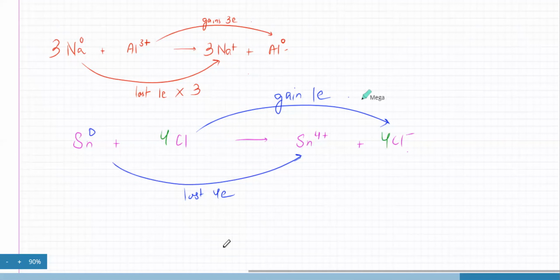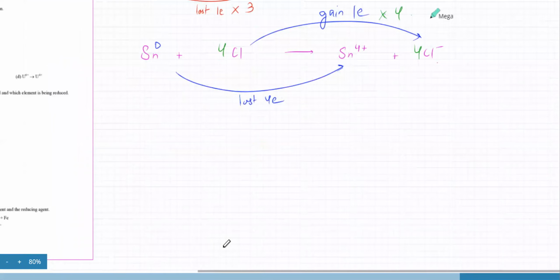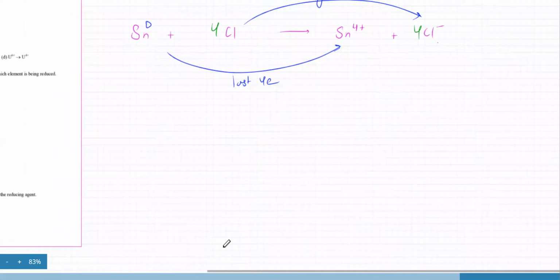Four. Okay, I'm going to multiply Cl by 4 so that the number of electrons gained and lost become equal. Because Cl is gaining just one electron, if I have 4 Cls, the number of electrons gained would also be 4, right? Yeah. Let's do another one.